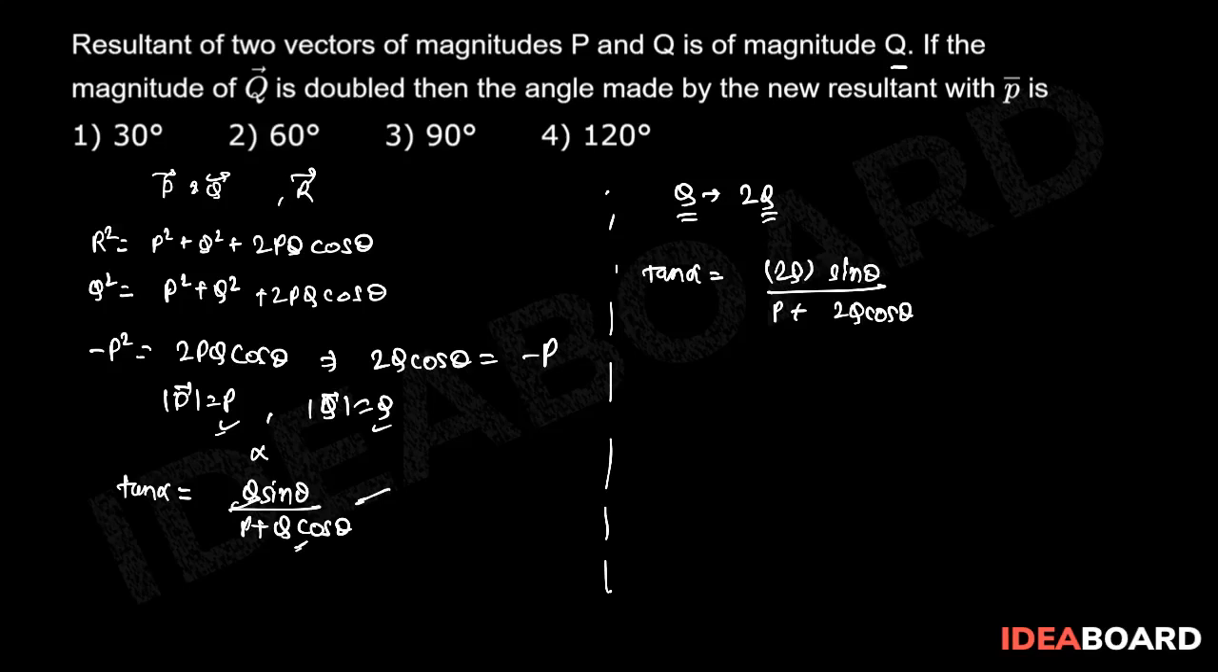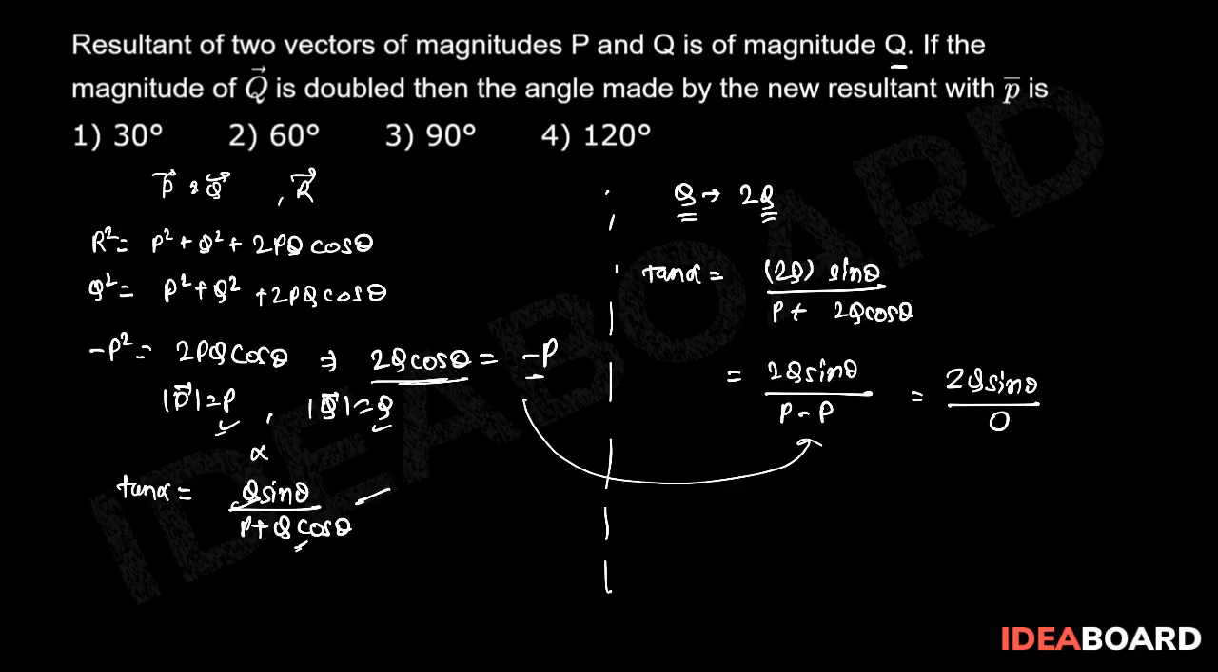So we can write this as 2q sin theta divided by p minus p. So that will be equal to 2q sin theta divided by 0, where I have used 2q cos theta is equal to minus p here. So we can write alpha is equal to 90 degree. Therefore option number 3 is the correct answer of this problem.